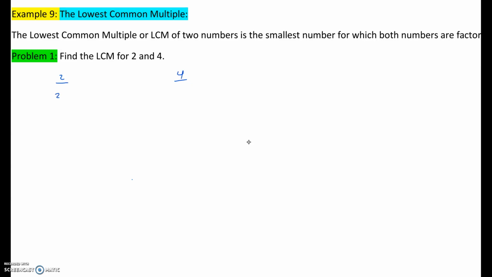So I'm just going to say that 2 times 1 is equal to 2. Then 2 times 2 is equal to 4. And then 4 times 1 is equal to 4. 4 times 2 is equal to 8. Now, as you're finding these multiplications, these are your common multiples. And then eventually there's going to be more multiples.